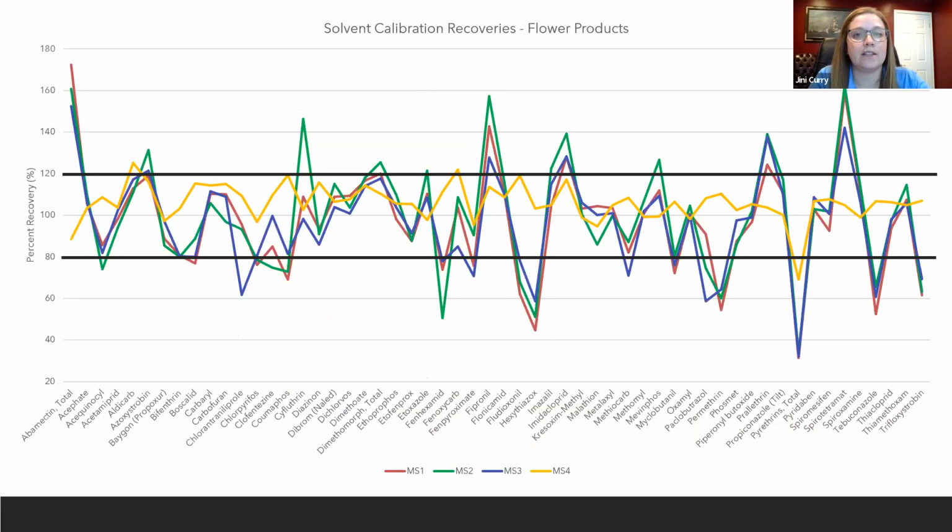So here is a solvent calibration, and these are the recoveries for flower products. And so we have 4 different flower types here. And you can see that we're looking at a percent recovery range of 80 to 120 is what I have outlined. So that's pretty standard in the industry for matrix spikes. For pesticides, you may get like a 70 to 130 kind of situation. But ideally, if you can keep stuff between that 80 and 120, it's going to be really good.